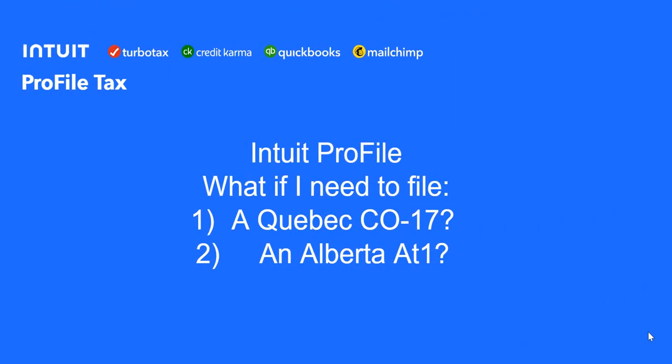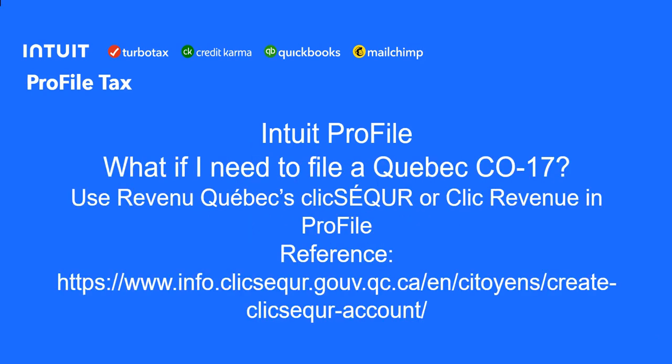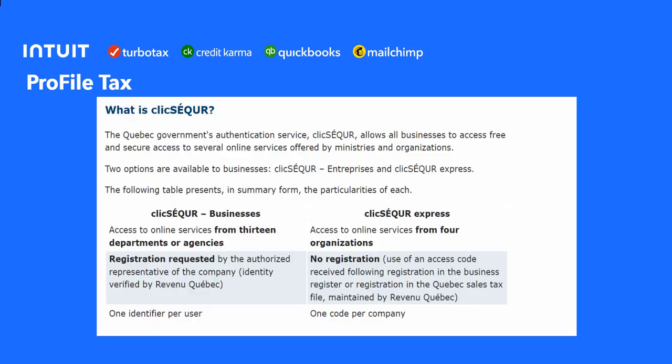Some people also have to file CO17 to Quebec and/or an AT1 to Alberta. To the next slide here. Revenue Quebec has an account that enterprises can get. It's called Clic Revenu in ProFile. And I've got a reference here to a Quebec website. I suspect a lot of people who file the CO17 already have the required credentials. This is a Google translation. The website is in French, and I just put this information here.